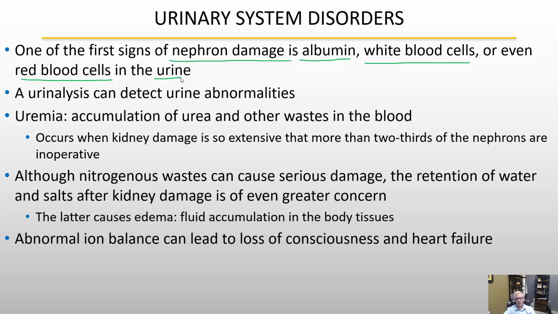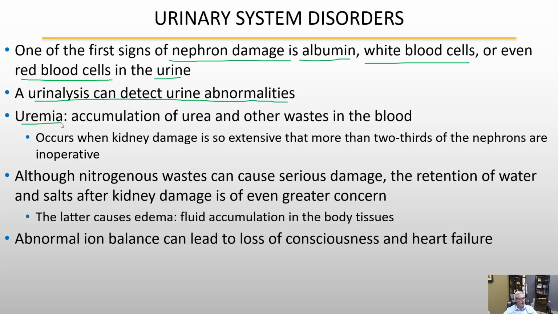Females will see red blood cells in the urine during menstruation, but that comes from a different outlet than the urethra. And you can go to the doctor's office and you can pee in a cup and do a urinalysis that can detect whether or not you have protein in the urine, such as albumin, white blood cells, or red blood cells in the urine.